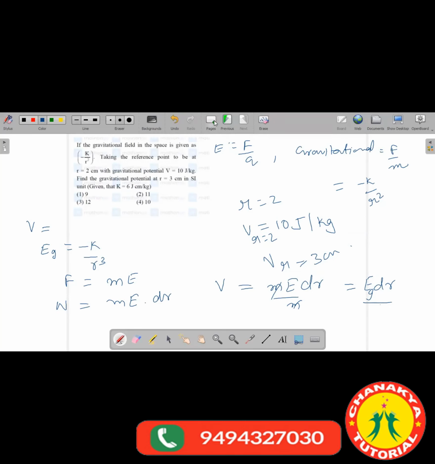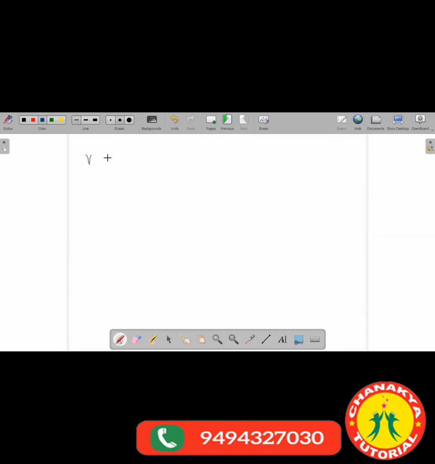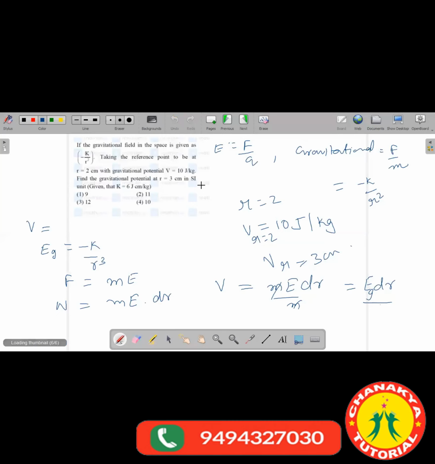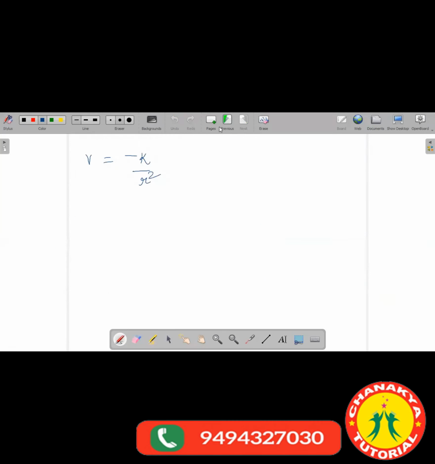So gravitational potential at any point would come out as a function of k over r squared. Okay. Now the gravitational potential here is given as 10. The value of k is given here. So if you integrate this, you have r squared multiplied by dr. If you integrate it, you will get something like minus k over r as the function of gravitational potential. So taking this as the reference point, at this point we have the gravitational potential V given as 10.